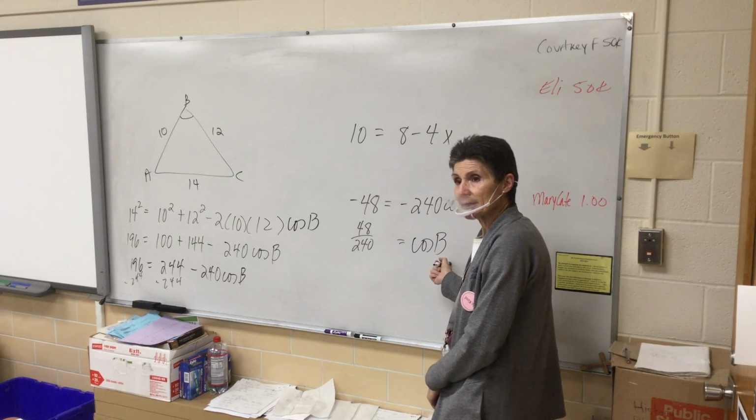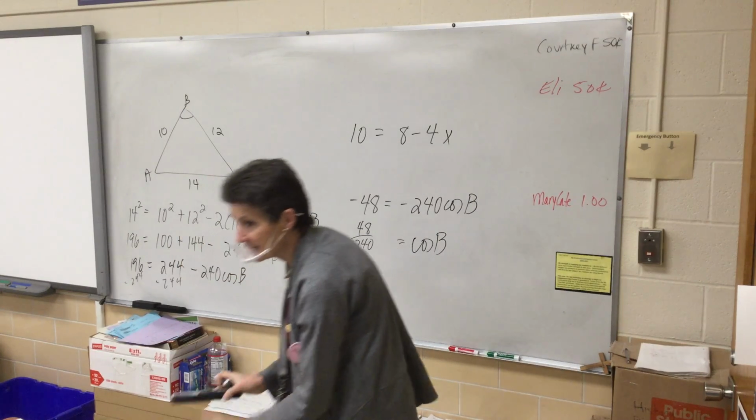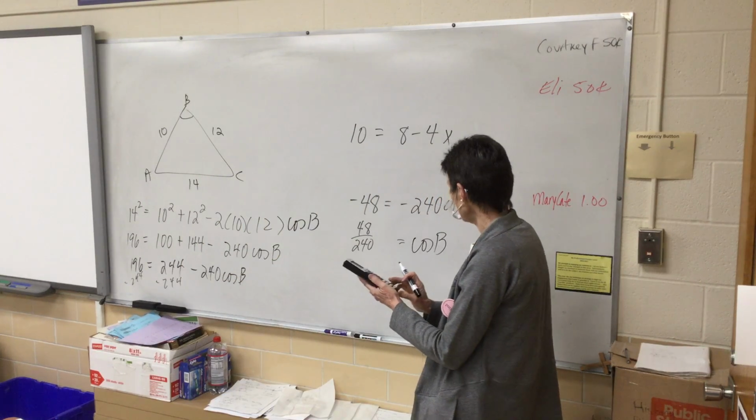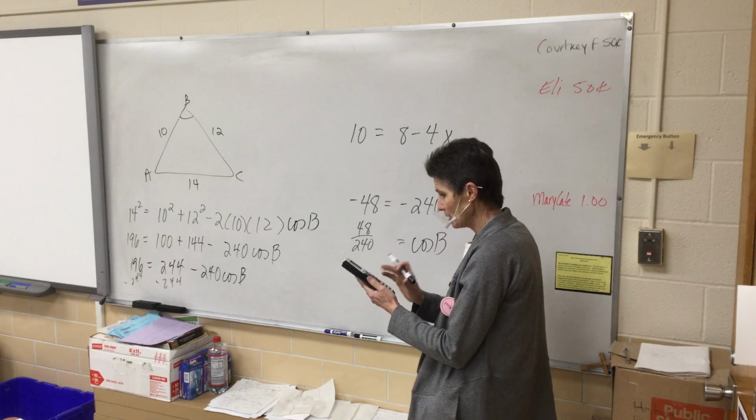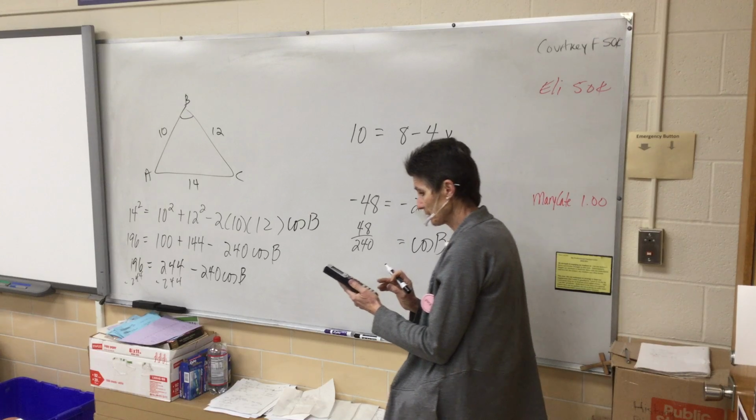How do I type that into my calculator? Second cosine. Absolutely. Anytime it says cosine B equals, you have the second cosine, 48 divided by 240, and 78.46.